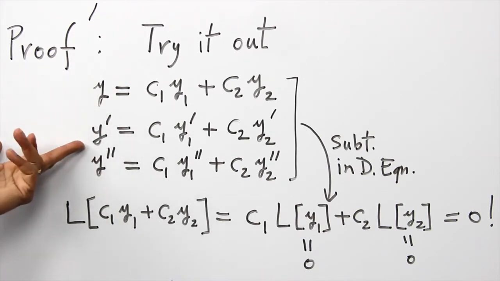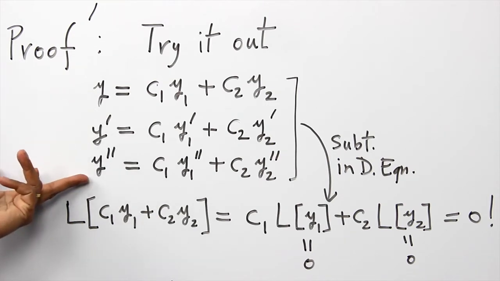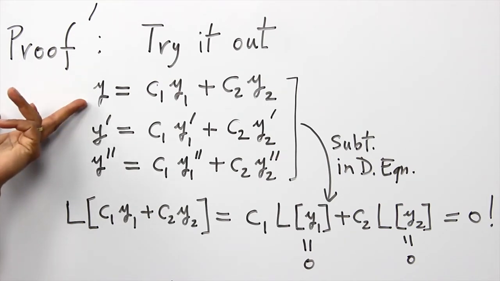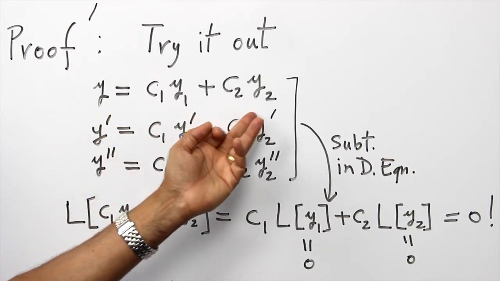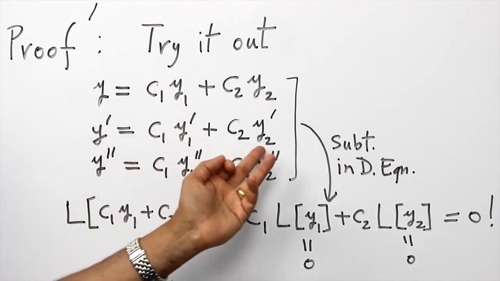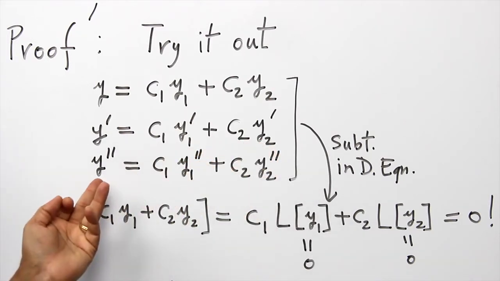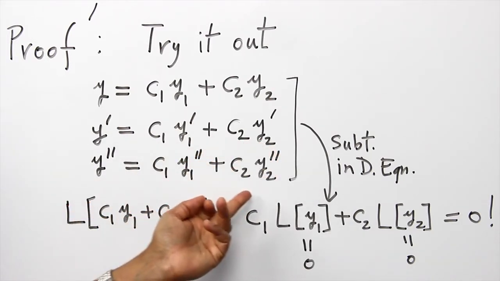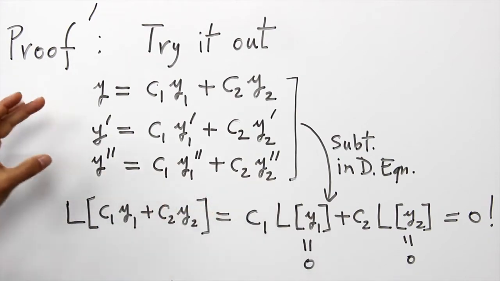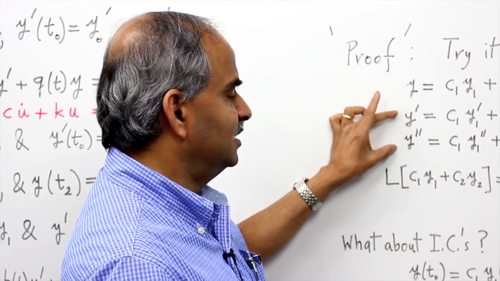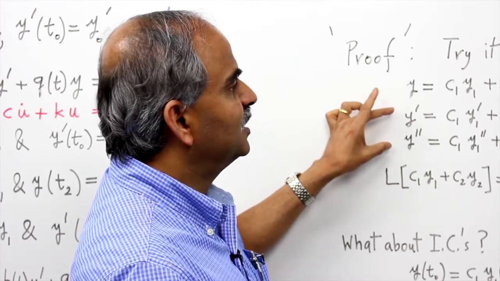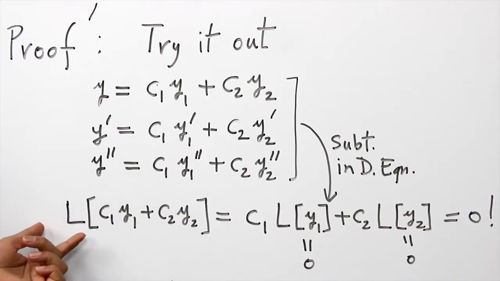And so we need to calculate the first derivative and the second derivative. And so taking the first derivative of this expression simply gets the derivatives acting on y1 and y2. So we have y1 prime and y2 prime, and then the second derivative has second derivatives on y1 and y2. And so we now have the expressions for y prime and y double prime, and we can substitute these in the differential equation.